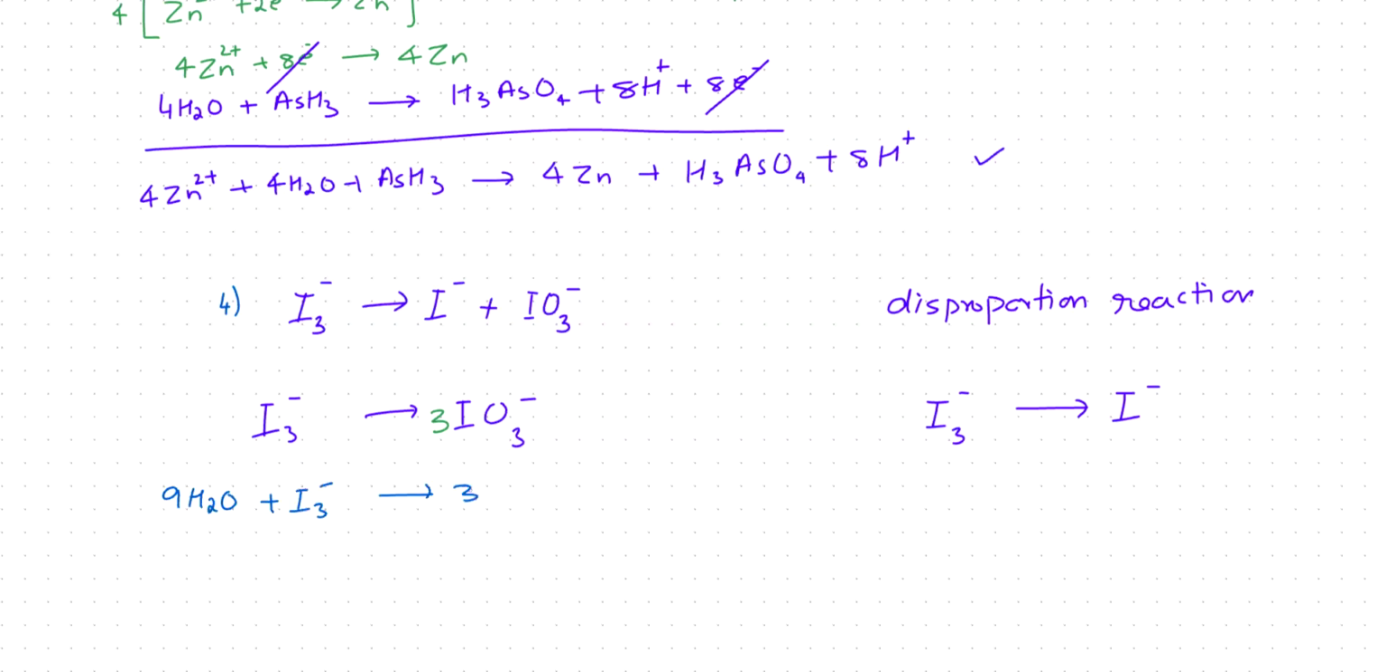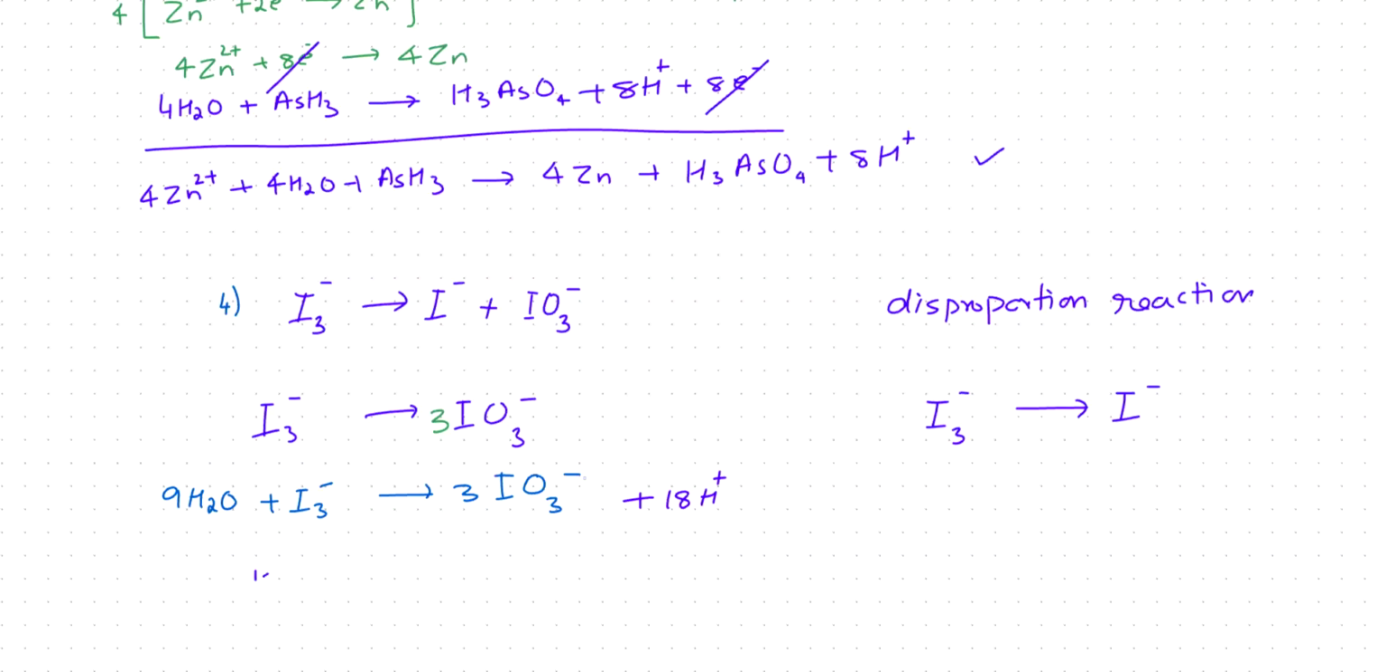So now we have 9 times 2, 18 hydrogens here. So to add hydrogens, we add H plus, 18H plus. Now check again whether all the atoms are balanced or not. So 3 iodine, 9 times 2, 18 hydrogens, and 9 oxygens, 9 oxygens. The last step is to balance the charges. So one negative charge here, and this side we have 18 positive and 3 negative. IO3 has one negative charge, so 3 IO3 means 3 negative charges.